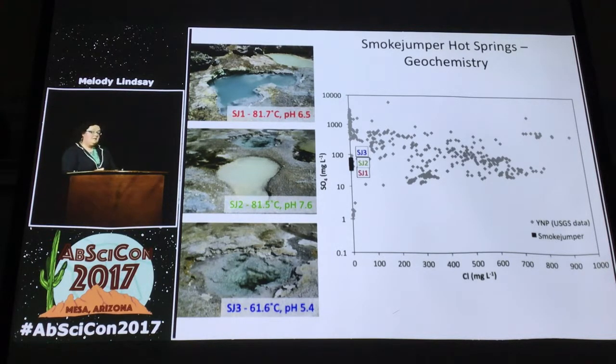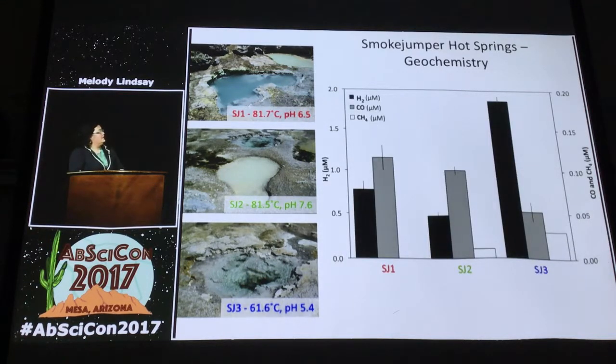And so, because these springs are influenced by this vapor phase, we would expect to see high amounts of hydrogen as well as perhaps methane. So taking a look at dissolved gases measured in these springs, we do see lots of hydrogen. And so Smokejumper 1, 2, and 3 are all characterized by relatively high amounts of hydrogen, with Smokejumper 3 being the obvious winner here, which also exhibits high concentrations of methane when compared to Smokejumper 1 or 2.